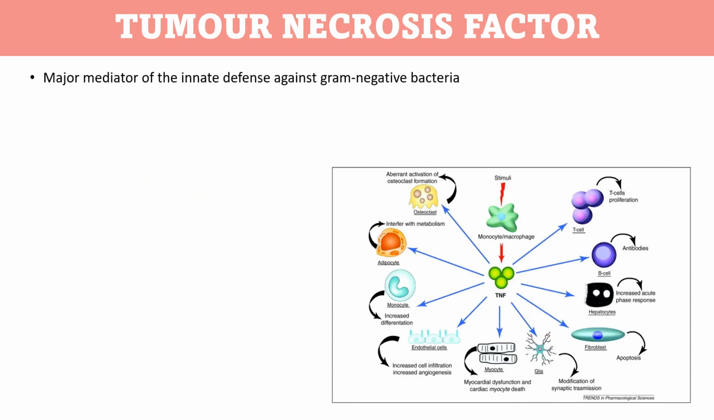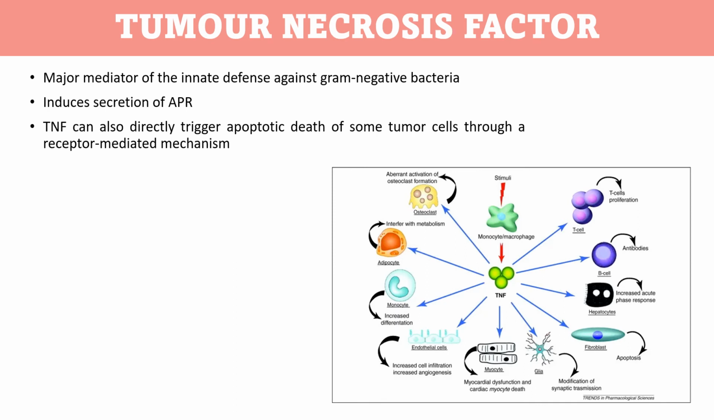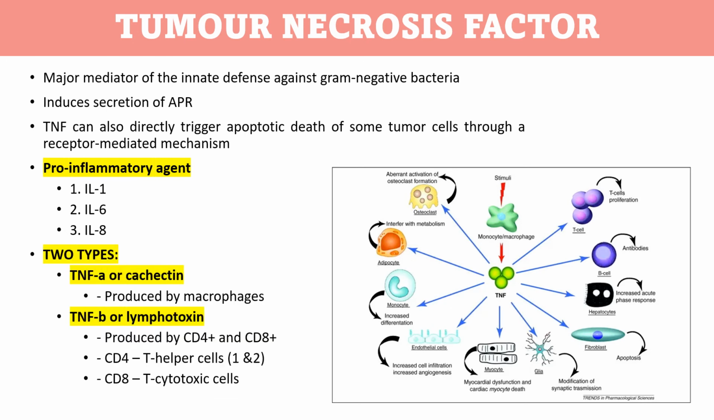Tumor necrosis factor. It is a major mediator of innate defense against gram-negative bacteria and induces secretion of acute phase reactants. TNF can also directly trigger apoptotic death of some tumor cells through a receptor-mediated mechanism. Pro-inflammatory agents include IL-1, IL-6, and IL-8. IL stands for interleukins. Two types of tumor necrosis factors are cachectin, produced by macrophages, and lymphotoxins, produced by CD4 plus and CD8 plus cells. CD4 are the T helper cells and CD8 are the cytotoxic cells.